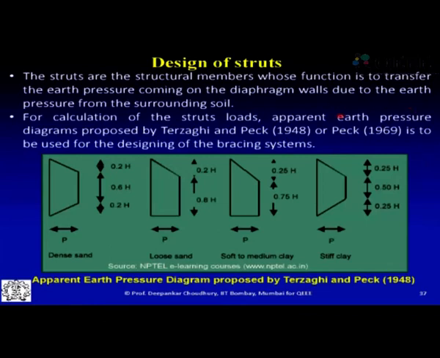Now how should the design of the strut take place? You can see later on Terzaghi and Peck's proposal for sand, that is 0.65 gamma H, they also mentioned that for dense sand and loose sand different types of distribution are to be taken. For dense sand, it is a trapezoidal pressure distribution with 0.2H, then 0.6H, then 0.2H, whereas for loose sand it is 0.2H and then 0.8H. Whereas for soft clay and medium clay there is no further revision made by Peck.